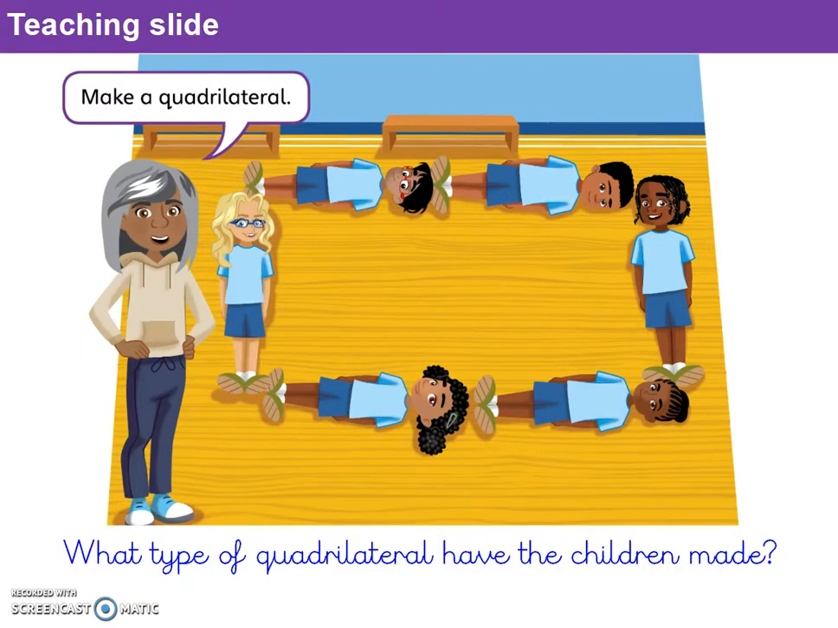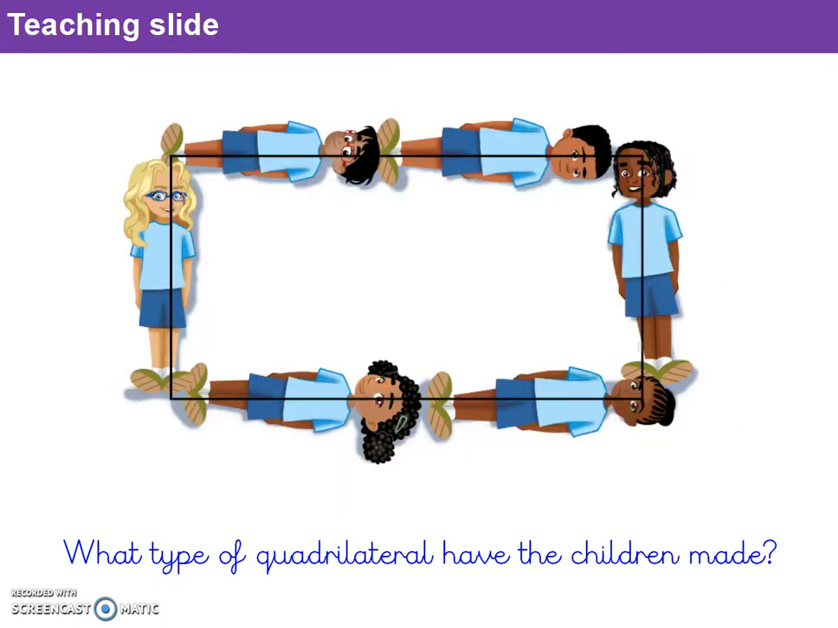So let's begin by looking at question 1a. What type of quadrilateral have the children made? And how many pairs of parallel lines does this shape have? Now we can answer the first part of this question, what type of quadrilateral have the children made, by using a line to draw the shape. And we can see that a quadrilateral is a four-sided shape, the word quad meaning four.